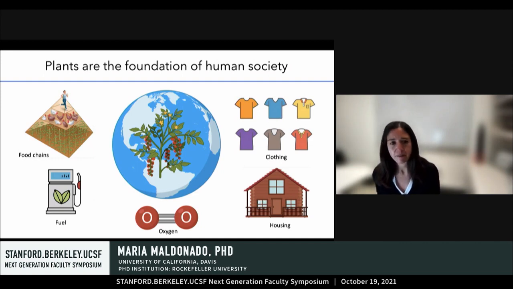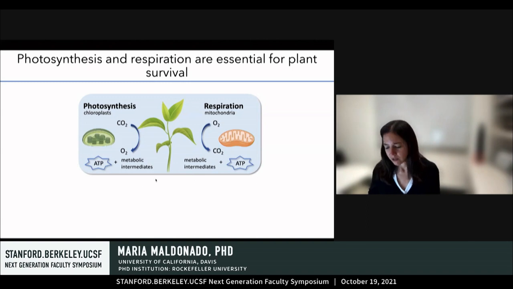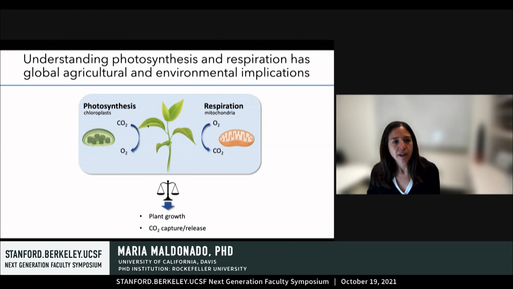society to thrive. But in order for plants to survive, they must carry out two essential metabolic processes, photosynthesis in the chloroplast and respiration in the mitochondria. These two metabolic processes provide the plants with the energy and the metabolic intermediates they need to live and grow. In fact, the balance between the carbon that is gained through photosynthesis and the carbon that is lost through mitochondria, through respiration, directly impacts the rate at which the plant can grow and the amount of carbon dioxide that the plant can capture or release.